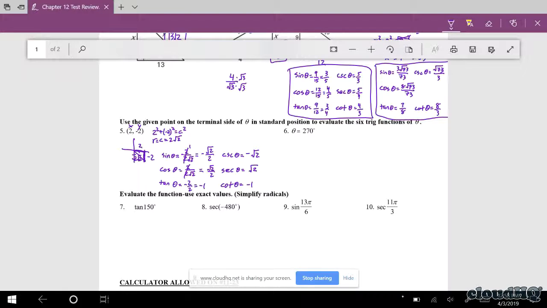Remember the all seniors take calculus acronym. We're in the fourth quadrant, so cosine should be positive. The rest should be negatives. Cosine is positive, rest are negatives. That's good. All right, now we got 270.